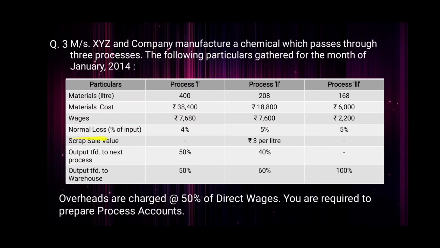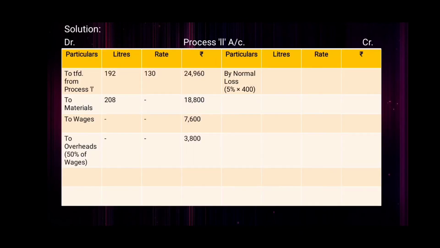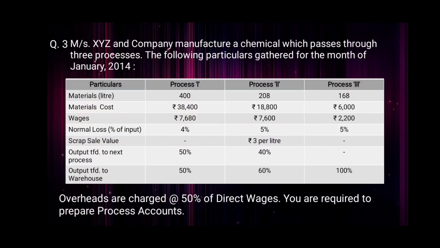Now normal loss percentage of input for process 2 is given as 5% and the scrap value amount is given as rupees 3 per liters. So by normal loss, 5% of input, which will be 20 liters at the rate of 3. So total amount will be 60.